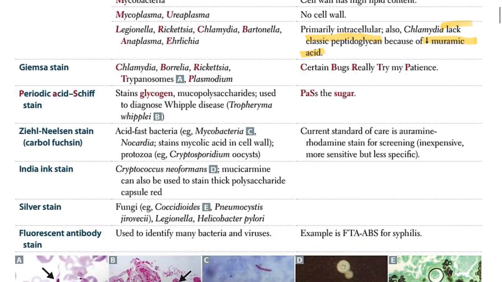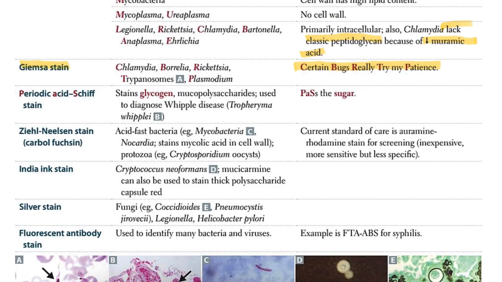Now we are going to discuss the stains. The special stain first is Giemsa stain. In Giemsa stain we mostly see intracellular organisms and blood parasites. We use this in peripheral smear and for intracellular organisms. The mnemonic is: Certain bugs really try my patients. The organisms are Chlamydia, Borrelia, Rickettsia, Trypanosomes and Plasmodium.